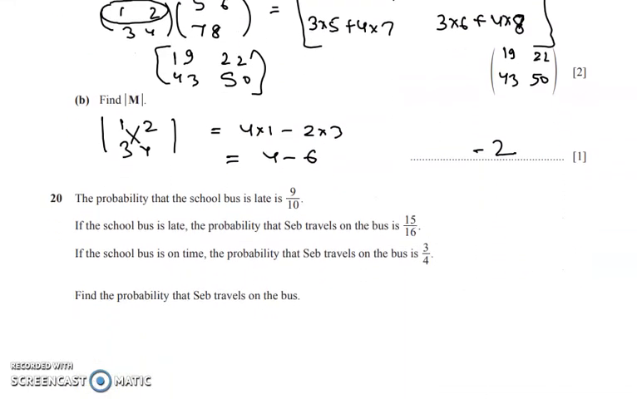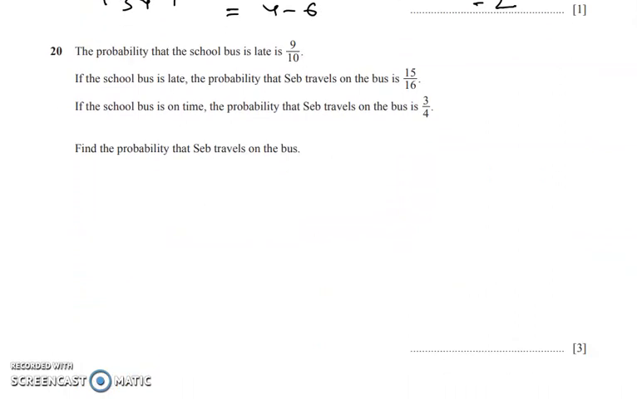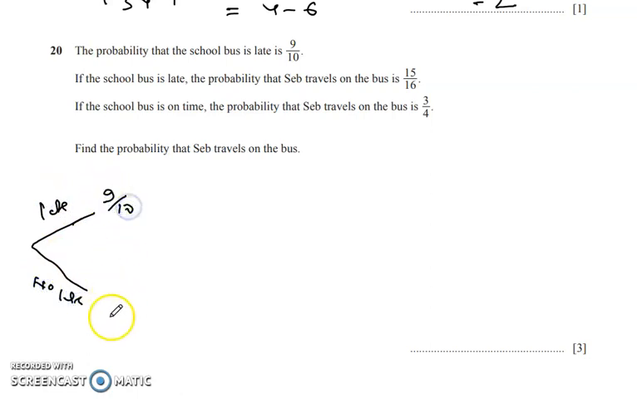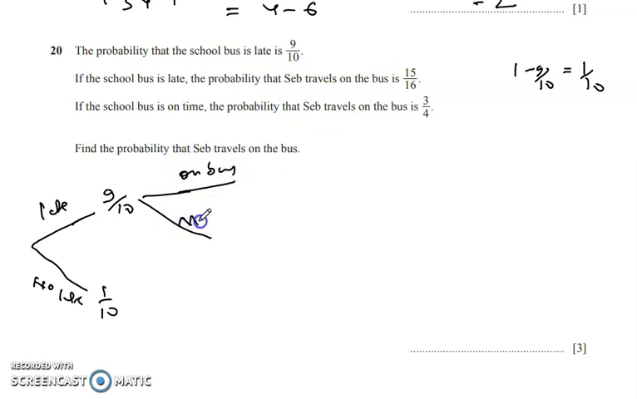Now moving to question number 19. The probability that the school bus is late is 9 upon 10. So we'll draw a tree diagram here. This is for late and not late. So late is 9 upon 10, and not late is 1 upon 10, because 1 minus 9 upon 10 will give us 1 upon 10. Now, if it is late, then the probability that the student travels on the bus, so on the bus, not on the bus.